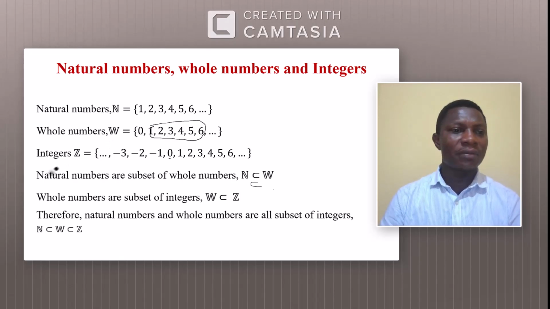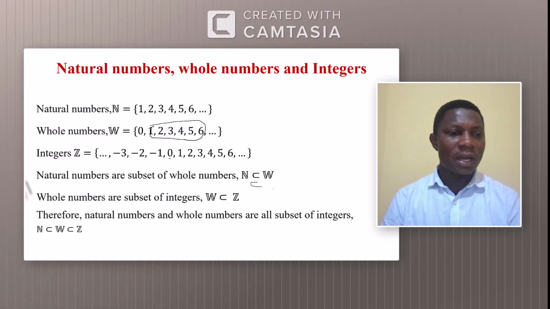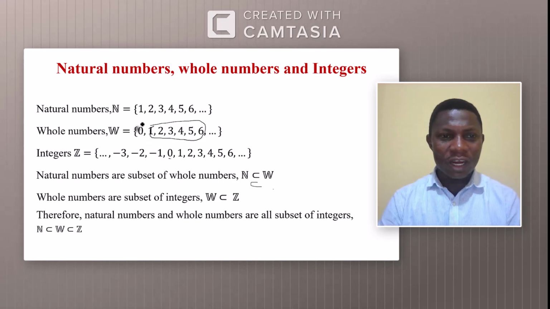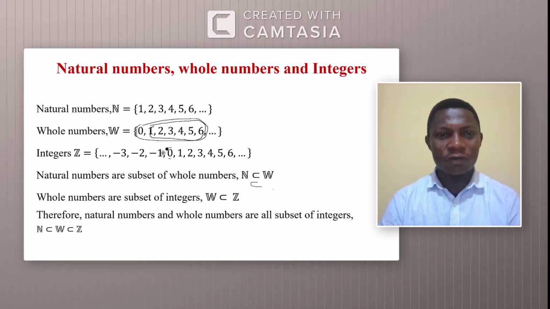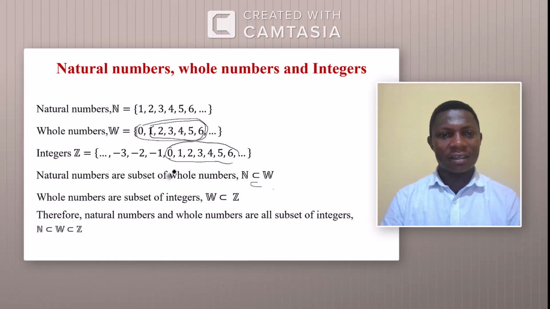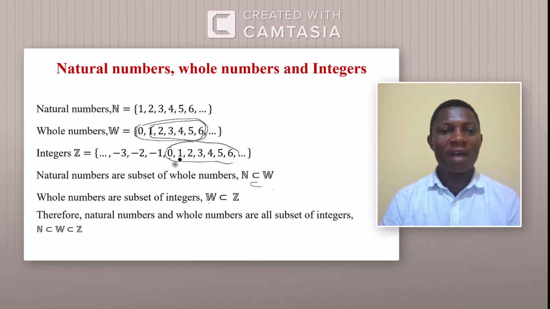Let's also look at integers. So integers, we've already talked about them. So we say that natural numbers are subsets of whole numbers, as we have already explained, and whole numbers are also subsets of integers. So it means these whole numbers here, 0, 1, 2, 3, 4, can also be found inside the integers. It means whole numbers are subsets of integers. It means whole numbers can be found inside integers.